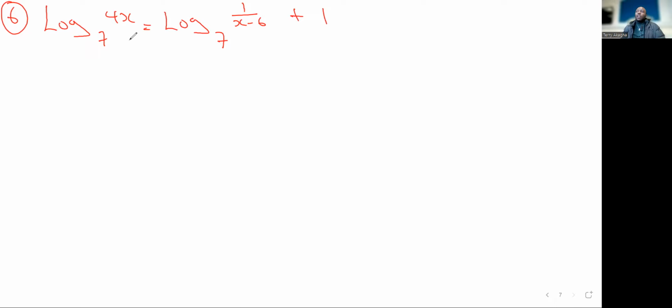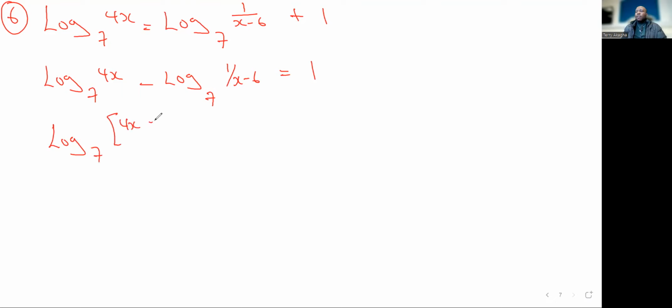So I'm going to take all the logs to one side, and take this to the other side. So you're going to have log 4x to base 7 minus log 1 over x minus 6 to base 7 is equal to 1. I'm going to apply the division law here. So we're going to have log 7 of 4x divided by 1 over x minus 6 equal to 1, applying the division law.